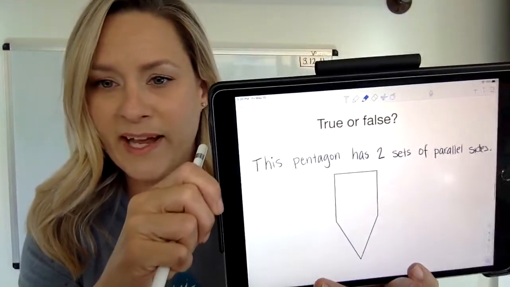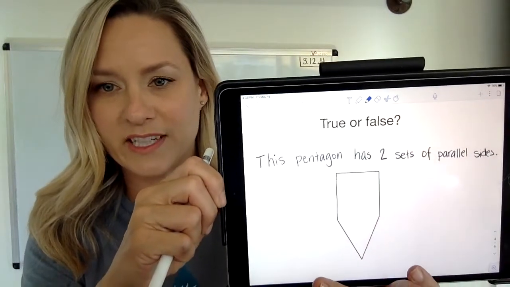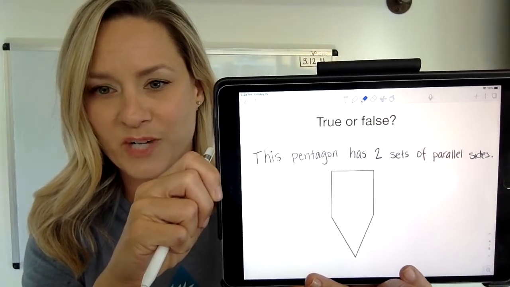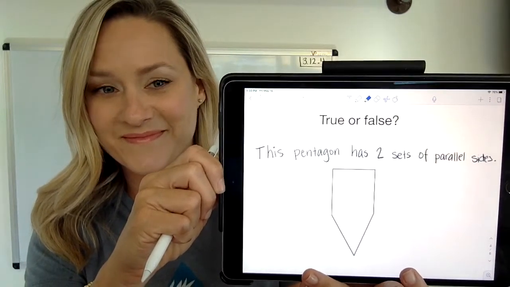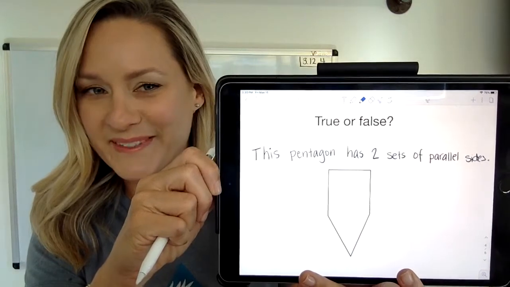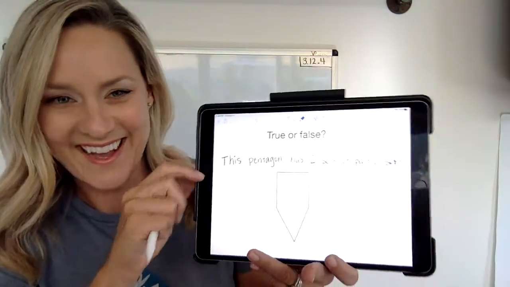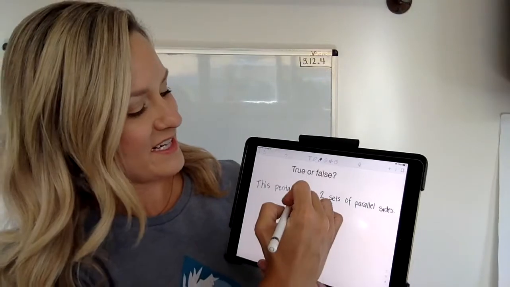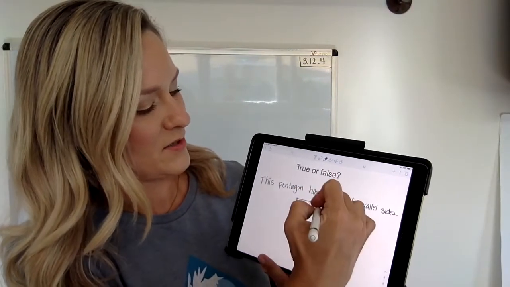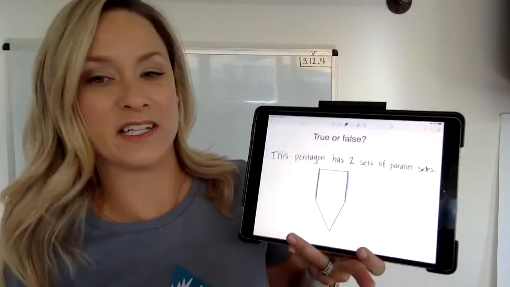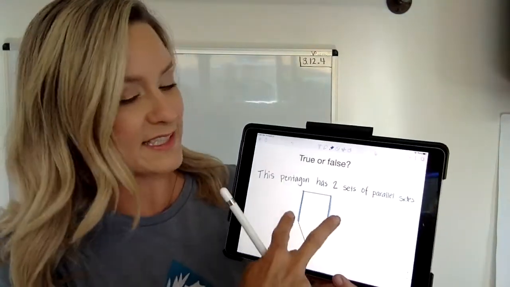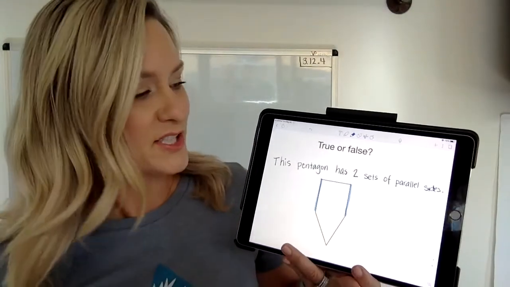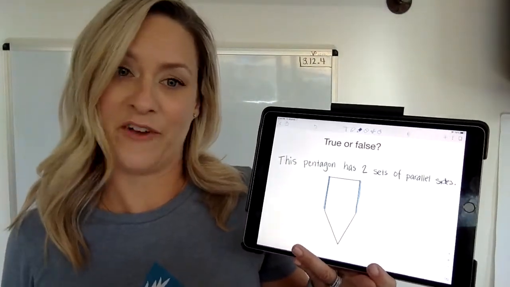And the last true or false. Here you go. This pentagon has two sets of parallel sides. True or false? I'm hoping I tricked some of you with this one. Did I? Let's find out. I see right here one set of parallel lines. So there's one set, but there are not two sets because these actually meet together. So we can say that this one is false.